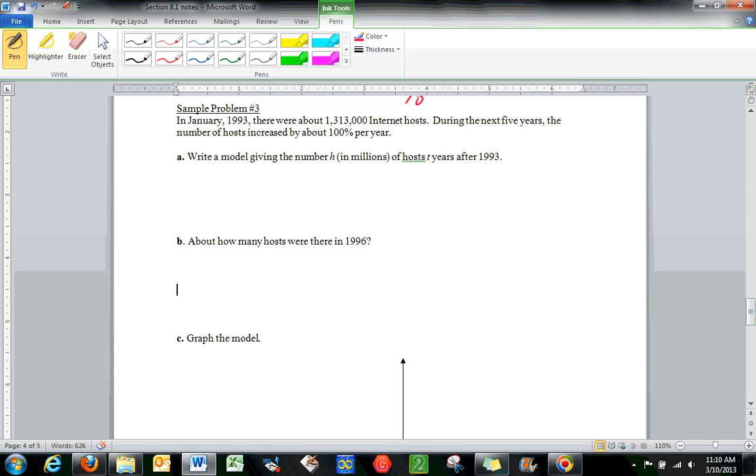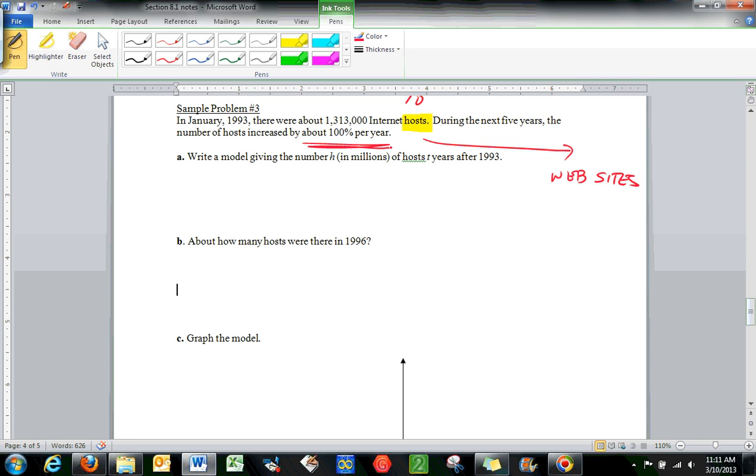Okay, so let's take a look. It says in January of 1993 there were about 1.3 million internet hosts. Now let's take this book and explain first of all this problem. Host is the same thing as websites. So it's an old term. When the internet first started up, websites were called internet host sites. So it's a little bit of a different terminology. I don't want you to be confused by that. Now, during the next 5 years, so from 1993 to 1998, the number of websites actually increased at 100% per year.